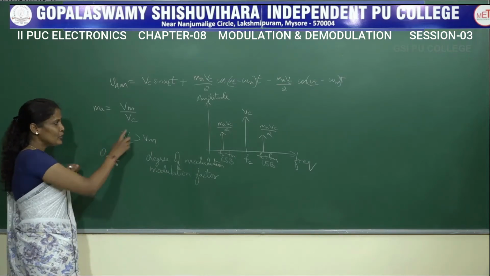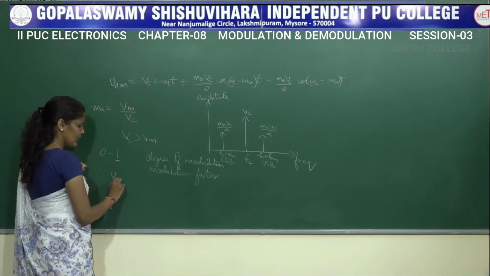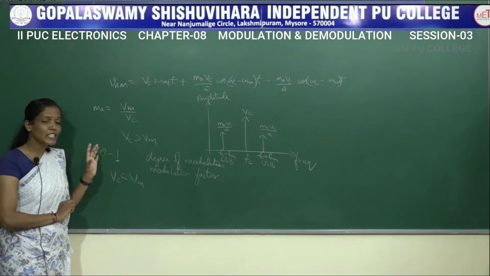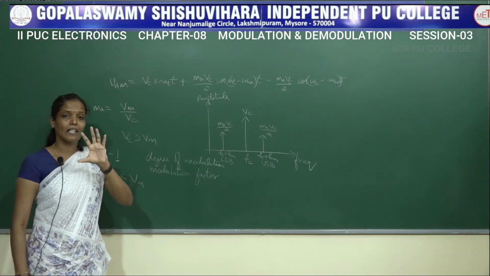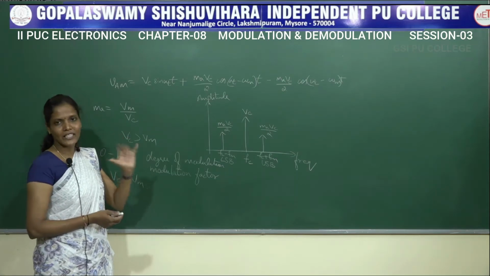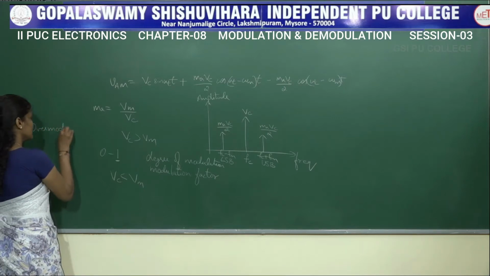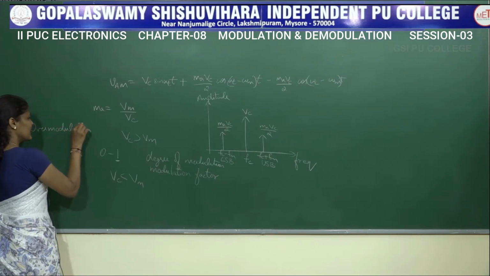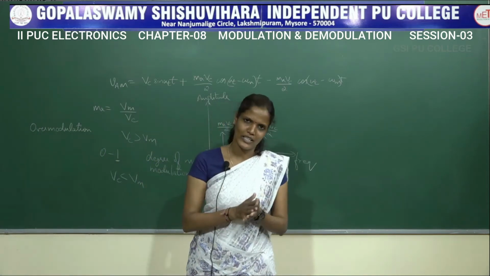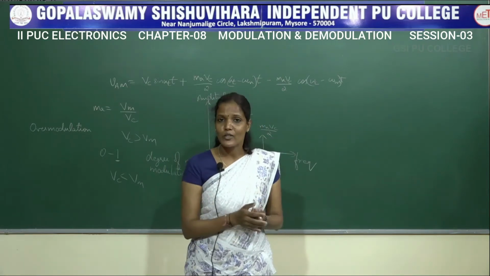If the amplitude of Vm is greater than Vc, there will be distortions in the final signal, that is distortions in the amplitude modulated wave, and such modulation is called over modulation. Distortion is nothing but disturbances or unwanted noise signals getting mixed up with the actual signal. So what is this over modulation?